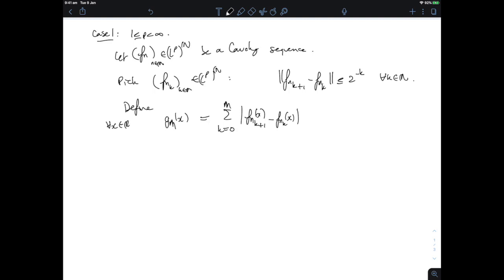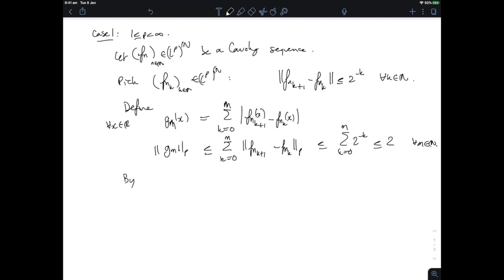And what can I say about the L^p norm of G_m? Well, the L^p norm of G_m, just by triangle inequality, is smaller than the sum from k equals 0 to m of the L^p norm of f_{n_{k+1}} minus f_{n_k}, and that is smaller than the sum k equals 0 to m of 2 to the minus k, which is certainly smaller than 2 for every m. So this is uniformly bounded in L^p.